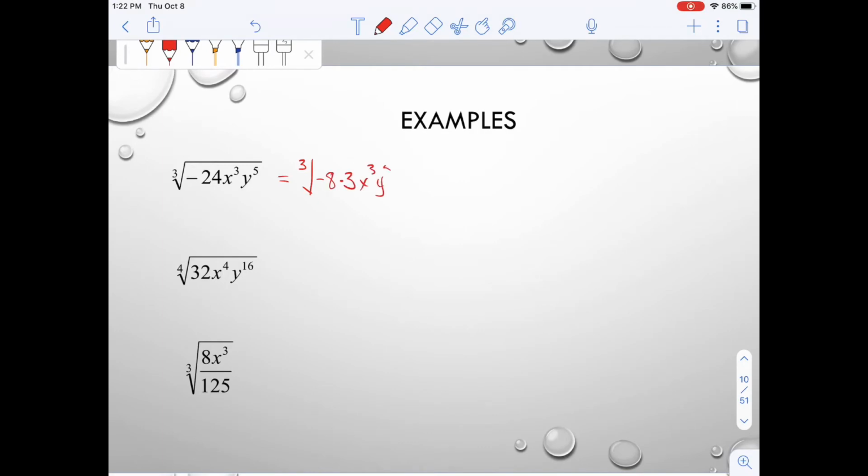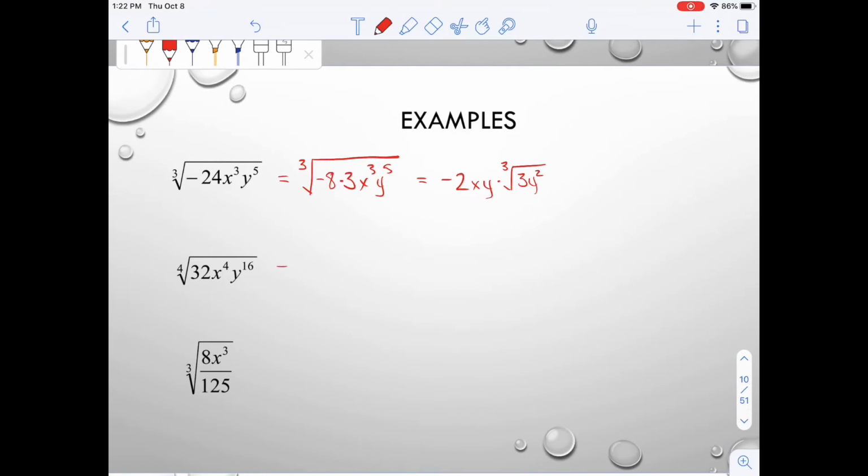I can deal with the exponents using my quotient and remainder on their own. Cube root of -8 is going to be -2. 3 goes into 3 one time with 0 remainder, and 3 goes into 5 one time with 2 remaining. So we're going to have -2xy times the cube root of 3y squared.